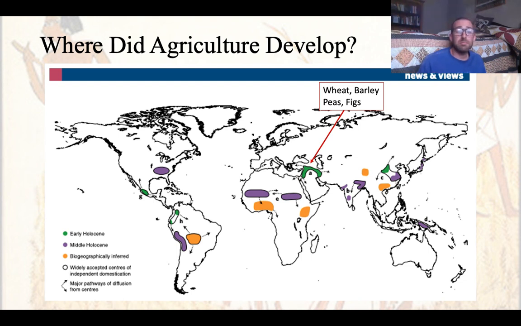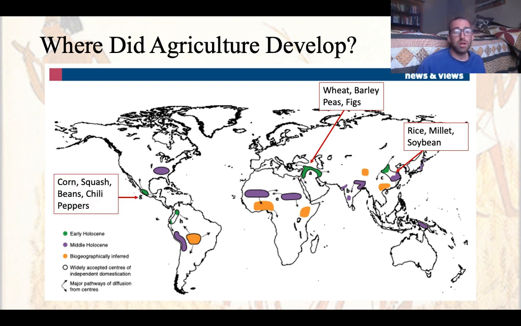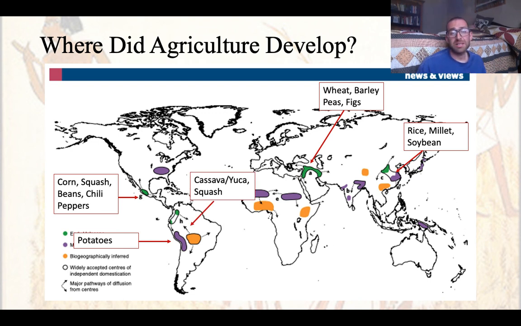So in the Middle East, we had various peoples growing wheat and barley, peas, and figs. In East Asia, we had the development of rice, millet, and soybeans. Over in Mesoamerica, we had the cultivation now of corn, squash, beans, and chili peppers. And this is some of the earliest examples. So this would be around that 12,000 years ago. A little bit later, we had the development of potatoes in the Andes. We had the development of cassava or yucca and squash in the Amazon basin.